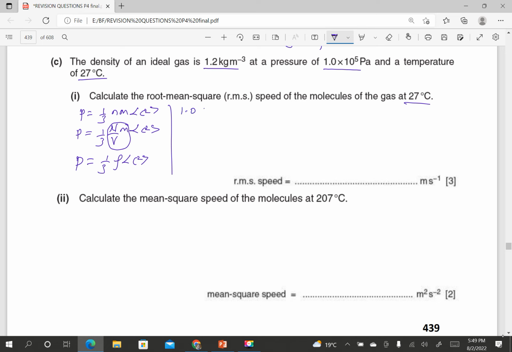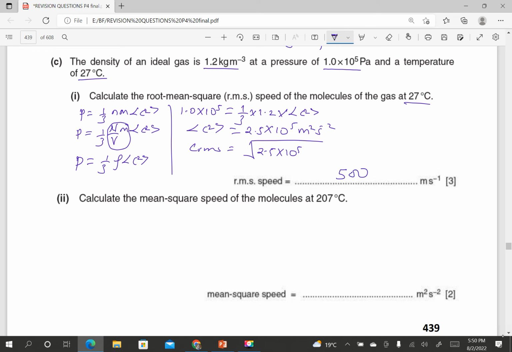I can now substitute quantities. The pressure is given as 1.0 times 10 power 5, which is equal to a third times the density, which is 1.2, times the mean square speed. So if I try to find the mean square speed, let me press my calculator. This is giving me 2.5 times 10 power 5, of course in meters squared per second squared. Then the root mean square speed, I'll find the square root of 2.5 times 10 power 5. This is giving me exactly 500 meters per second.